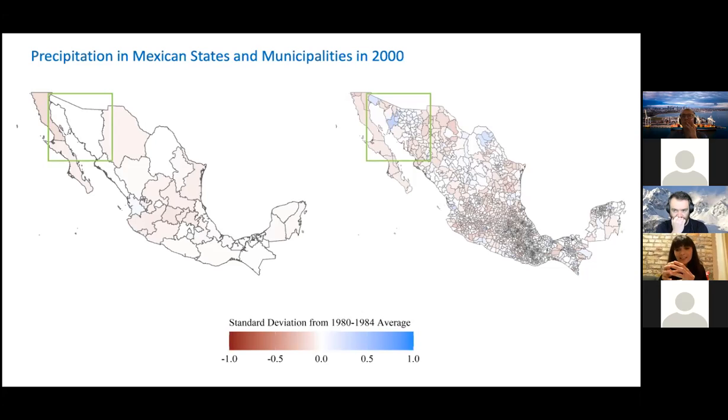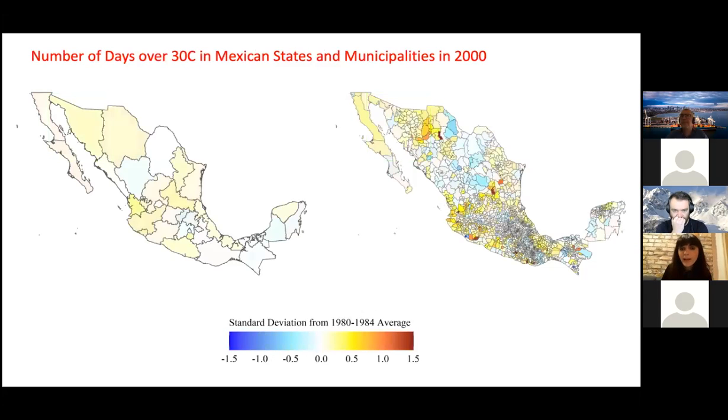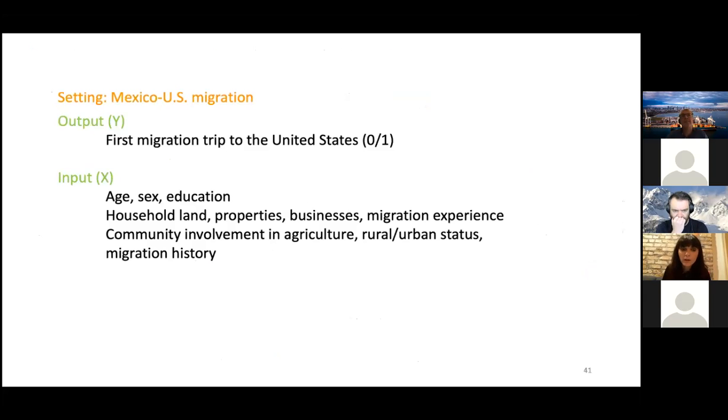So we basically take these 1 kilometer square grids and average them within the community boundary. And that makes a big, big difference. And the same thing with temperature. Basically, state level information obscures the variation that we can see at a finer scale.